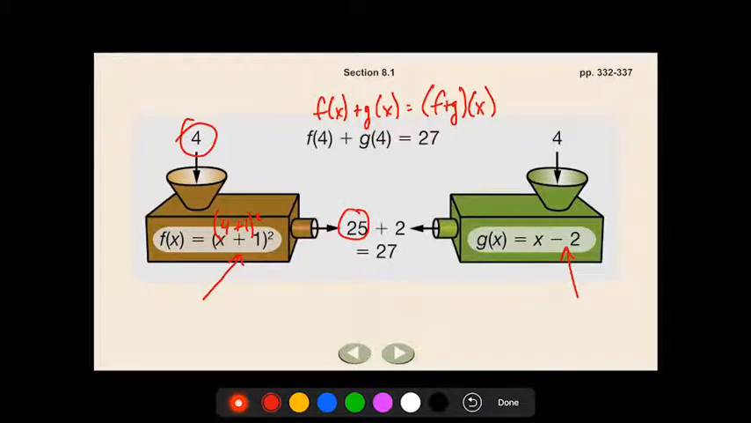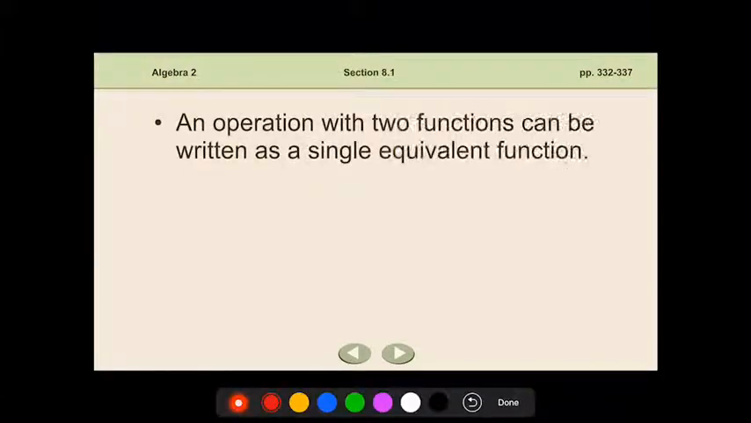Then they take 4 and plug it into the g of x function. They literally substitute it in the place of x. So they say 4 minus 2, which would give us 2. So the f plus g of x function would be 25 plus 2, which is equal to 27. So that gives you a visual image of what actually takes place here. All right, so let's take a look at a couple more statements, and then we'll move on.